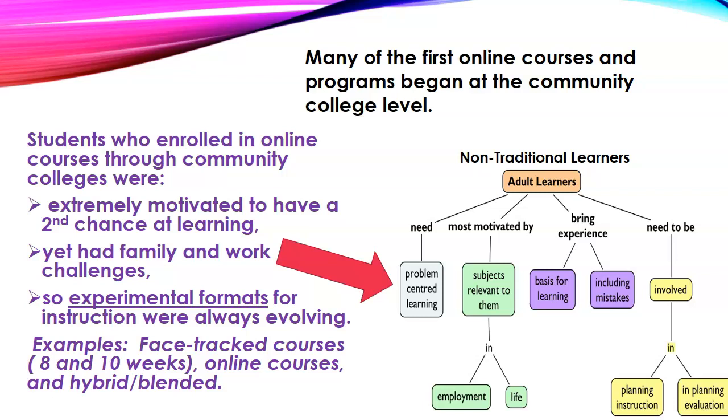It is also known that community college students are highly motivated to have a second chance at learning. Oftentimes, with family and work challenges, being able to come on campus is a challenge. So the online atmosphere was a perfect setting for that particular institution and level. Some other examples that worked well with the online courses were fast track models, 8 and 10 week courses, and even hybrid and blended courses, which evolved out of online instruction.